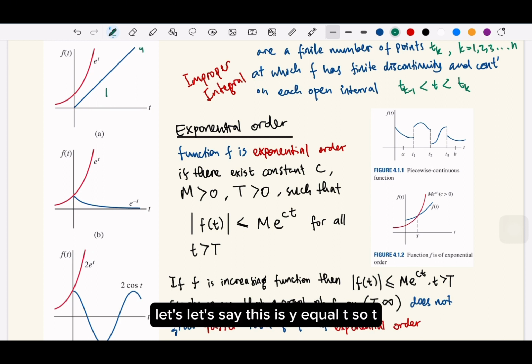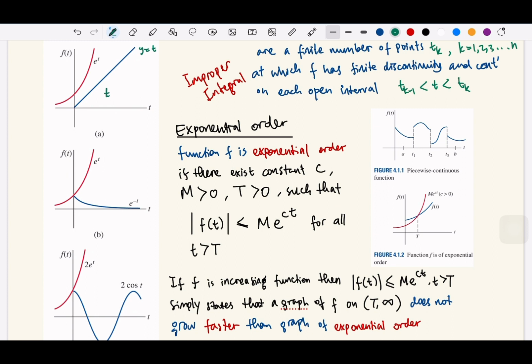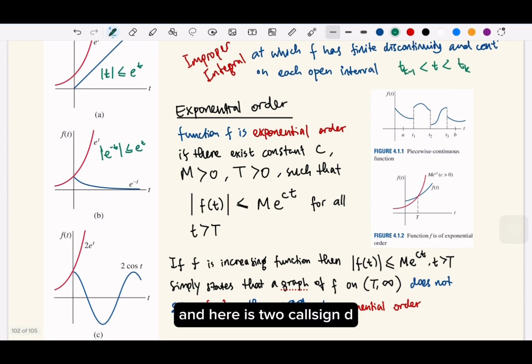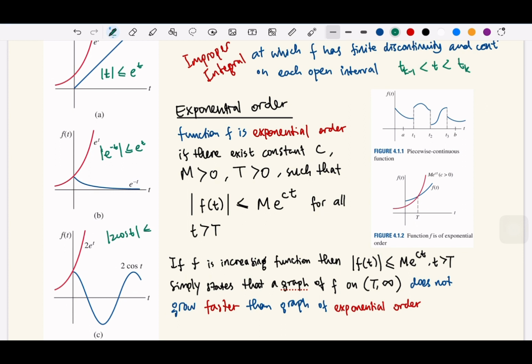Let's say this is y equals t, so t is less than or equal to e to the power of t, and this is less than or equal to e to the t, and here is 2 cosine t.